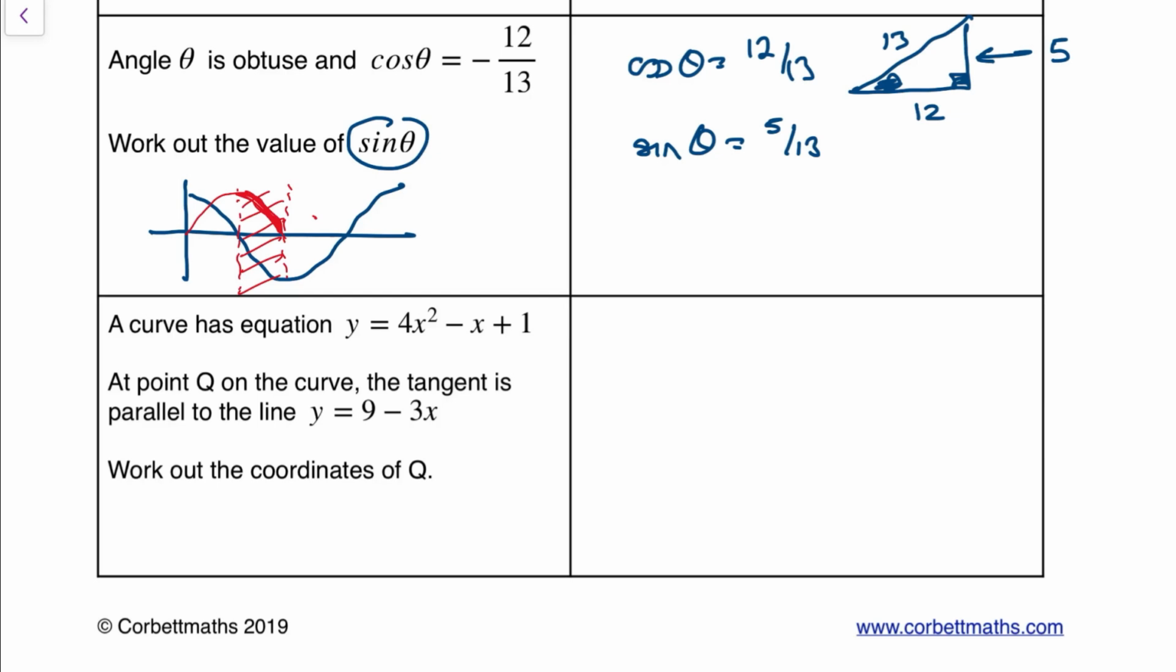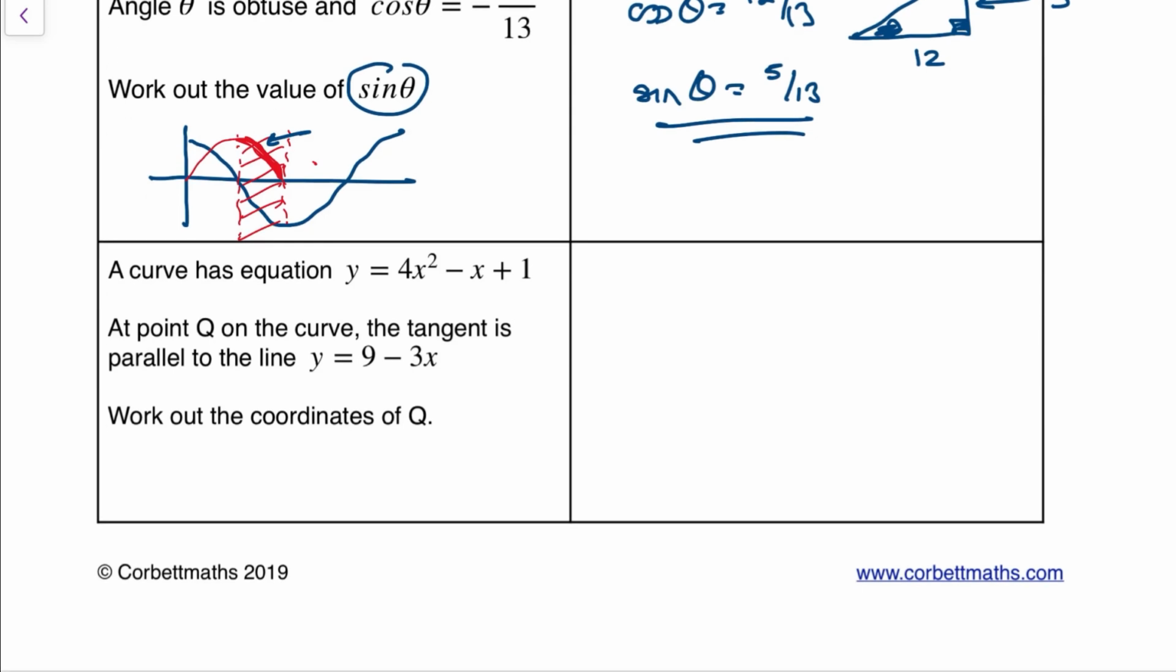Next question, is it positive or negative? You can see here, it's above the axis, so therefore it's positive. So therefore sine theta equals 5 over 13. Next and final question today.